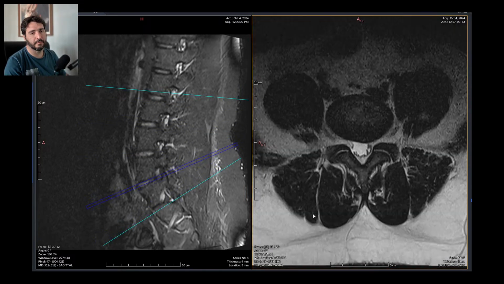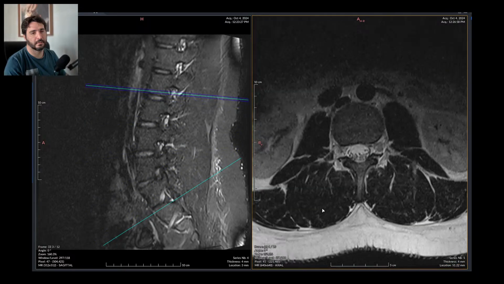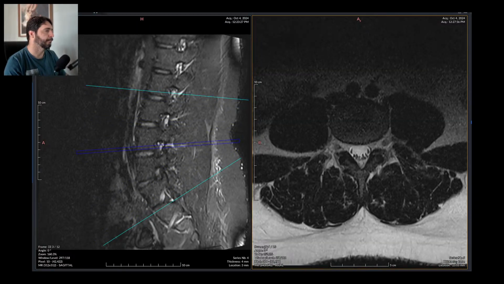Chronic overload goes a long way to destroy your vertebral spine. So let's grab a brain scan.